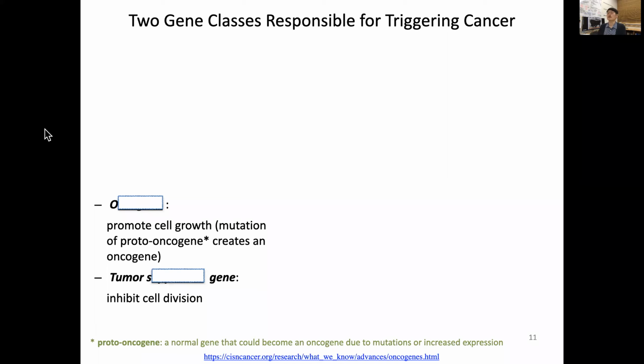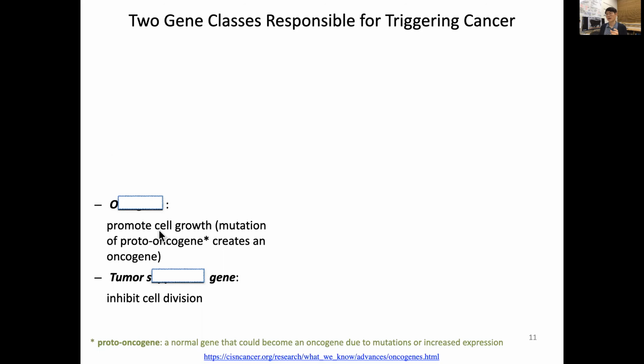So first, two classes of genes are responsible for triggering cancer. Mutations of the DNA, especially in genes important for cell proliferation or the cell cycle, are very important for causing cancer. Especially, there are two types.